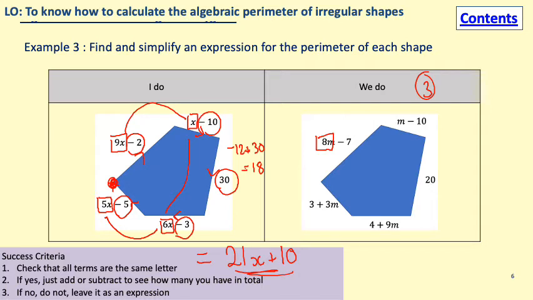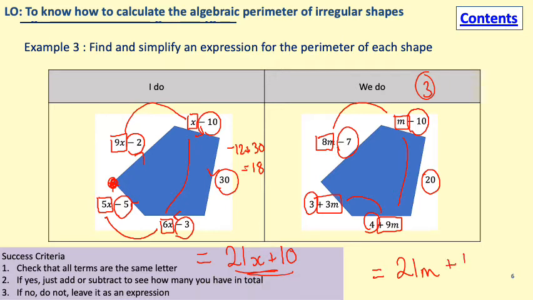Okay, so again, we've got 8 lots of m, 1 lot of m, 9 lots of m, and another positive 3 lots of m. So we've got 8m and 1m, which gives us 9m. 9m and positive 9m gives us 18. 18 plus 3 gives us 21 lots of m. So now just our negative numbers. We start with a negative 7. Then we have negative 10, so that's negative 17, positive 20, so that's going to give us 3. Then 3 plus 4 gives us 7, and added to another 3, so it's going to be positive 10 again. So give yourselves the mark if you got that right, guys.